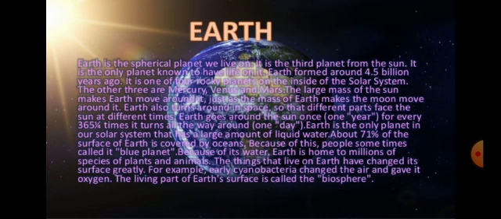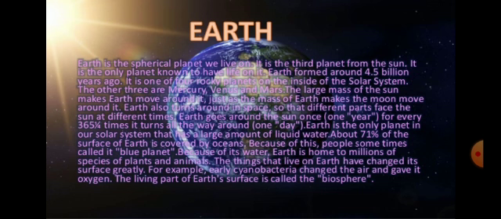Earth is the only planet in the solar system on which life is known to exist. And there are two major factors that are responsible for the existence of life on the earth. So what are those two major factors? They are the distance of the earth from the sun and the size of the earth.